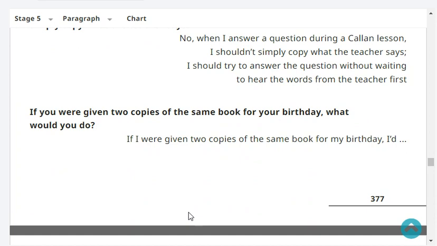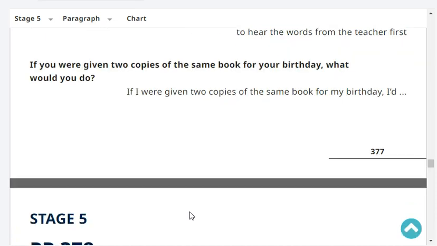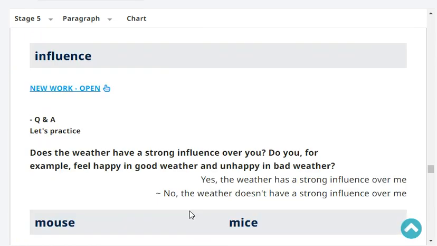If you were given two copies of the same book for your birthday, what would you do? If I were given two copies of the same book for my birthday, I'd send it. Very good. Okay.